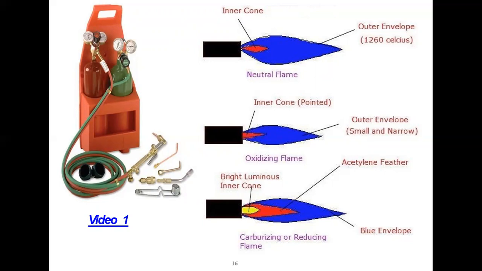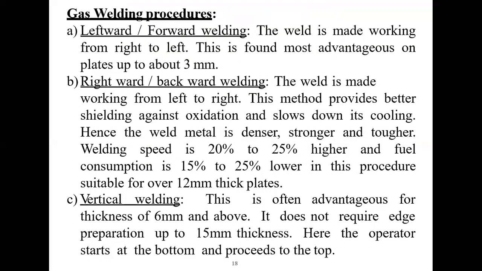Actually we use calcium silicate with acetone. The acetone will be dissolved in this calcium silicate, and it will react and generate the acetylene gas. That is why we use separate types of valves, brass and steel. We use steel for the acetylene cylinders and brass for the oxygen cylinders. Okay, clear? Now I'm going to the last topic, gas welding procedures.